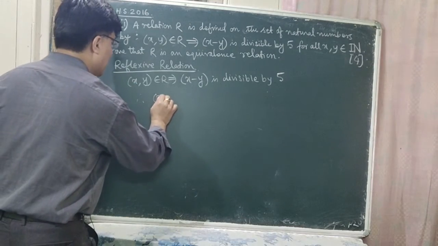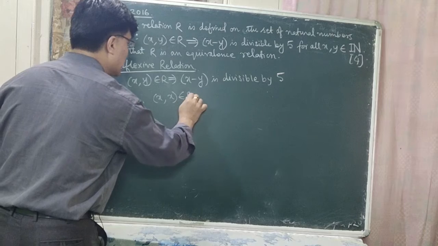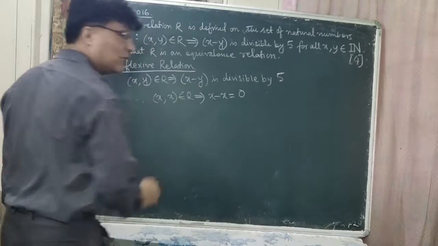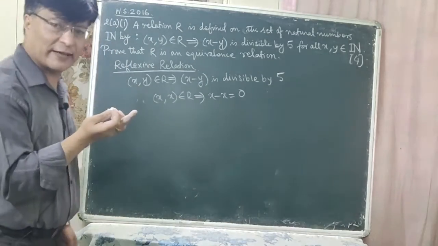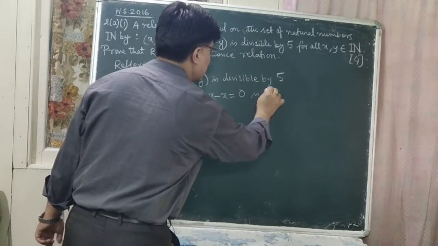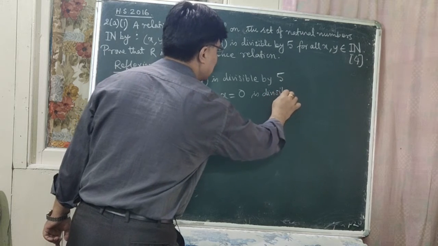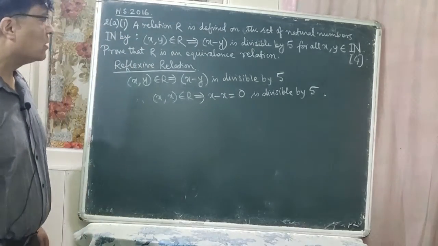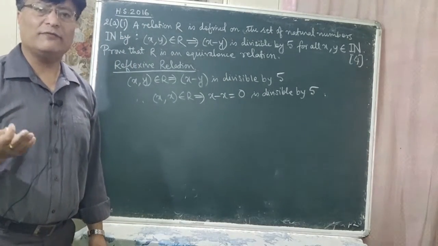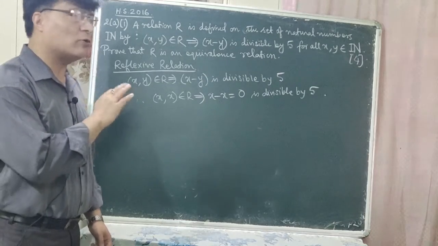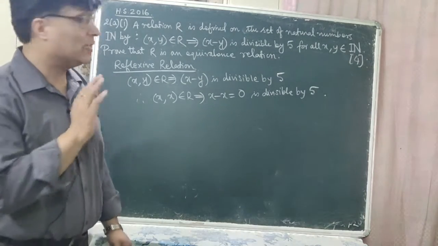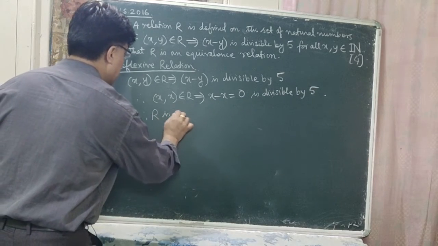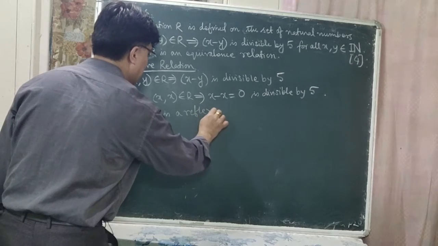So therefore x comma x belongs to the relation R implies that x minus x is equal to what? It is 0. So you know that 0 is divisible by 5. So 0 is always divisible by 5. So it is correct, isn't it? Is that clear? So what can we say about the relation R? R is a reflexive relation. So therefore R is a reflexive relation.